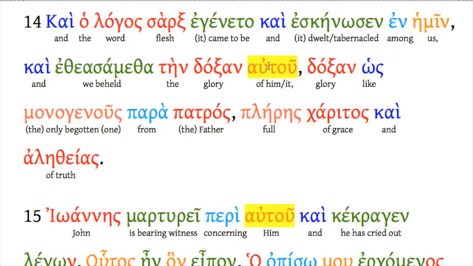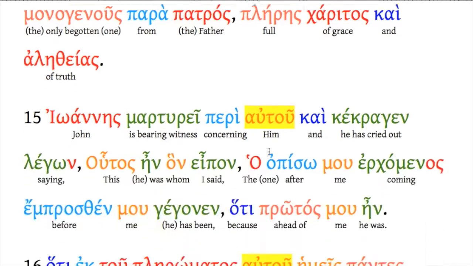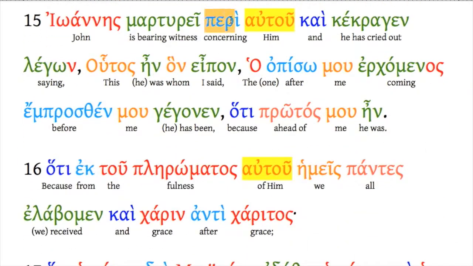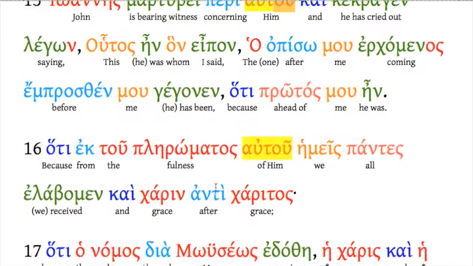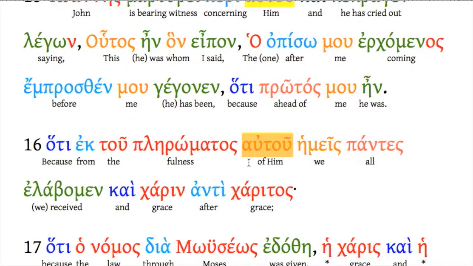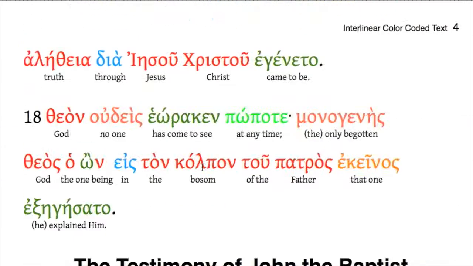But okay, here we have the glory of him, autou. It could be it, depending on, remember this form is the same for the masculine and the neuter, but okay, the glory of him or it. Here we have peri. Don't ever miss those prepositions because the preposition here now is controlling the case of this pronoun. Concerning him. Peri with the genitive means concerning. All right, and here we have another genitive form, his fullness, the fullness of him.